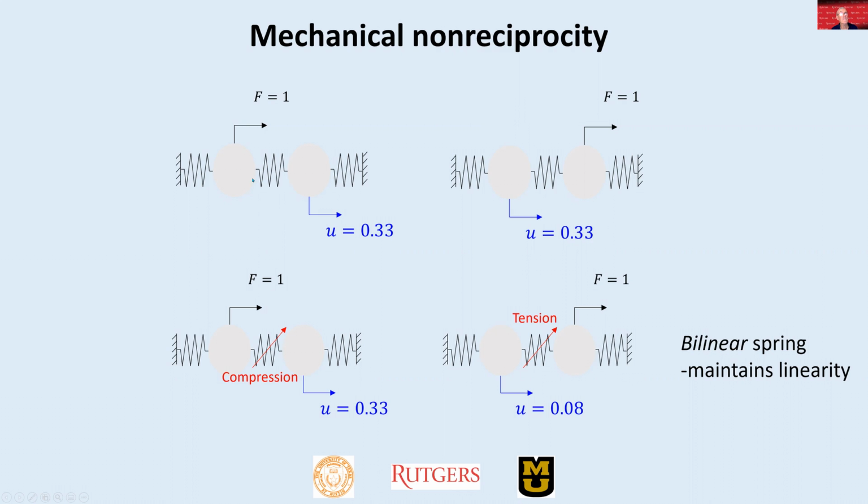we have a linear system of masses and springs. If we introduce a bilinear spring, which is a special kind of nonlinear spring, it only differs in its compressive versus tensile stiffness. Otherwise, it maintains linearity. The output is proportional to the input. And we can see that the reciprocity is broken here by this bilinear spring.